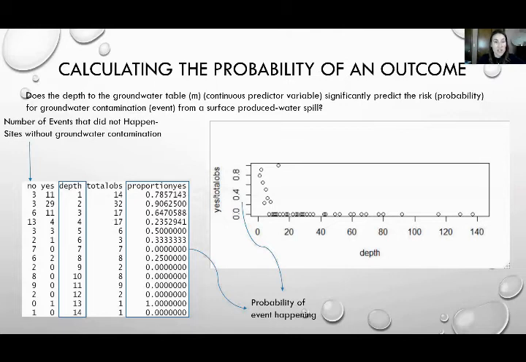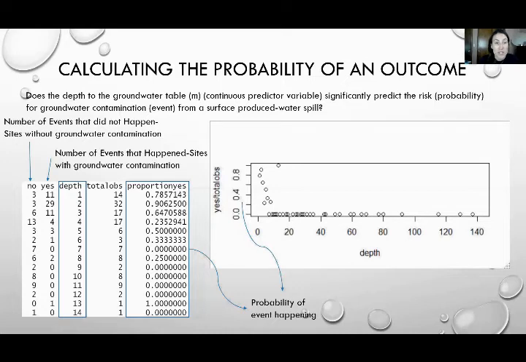Okay, so here on the left, this is a spreadsheet of the actual data. And so when we have no and yes, we're talking about the events, and that's this binary response variable. So let's look at that first row. We have a depth of 1. So that means 1 meter below the surface. There were a total of 14 spills at sites that had groundwater 1 meter below the surface. And of those 14 spills, 11 resulted in groundwater contamination and 3 did not result in groundwater contamination.